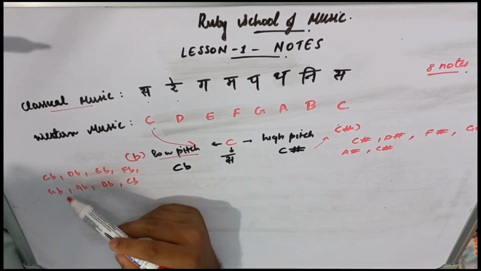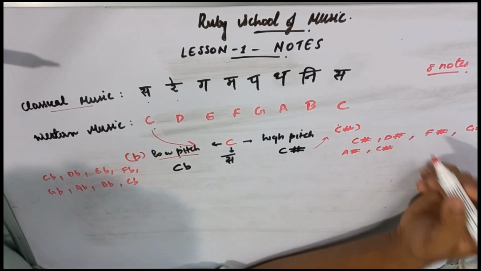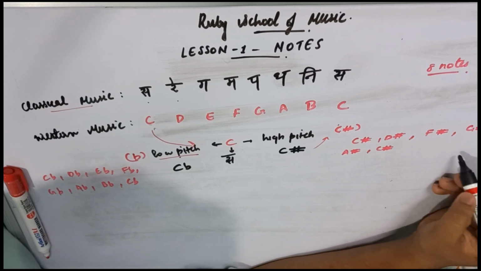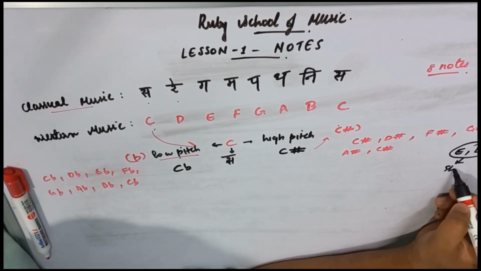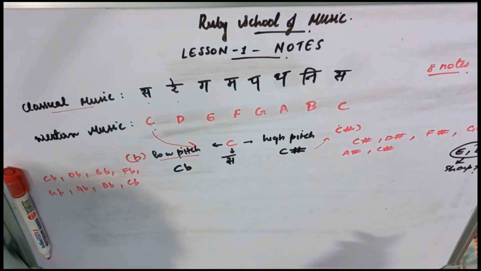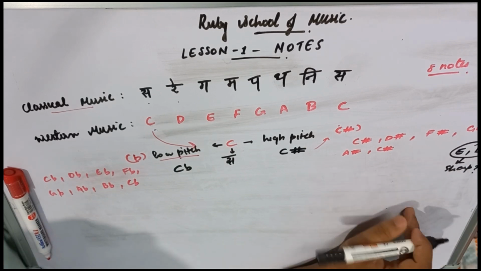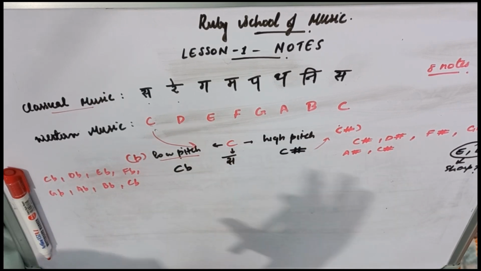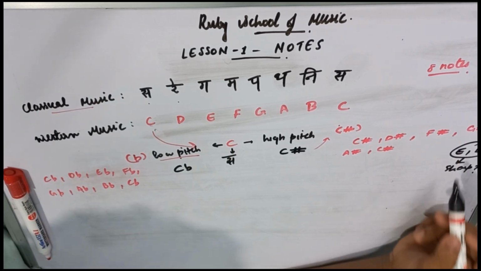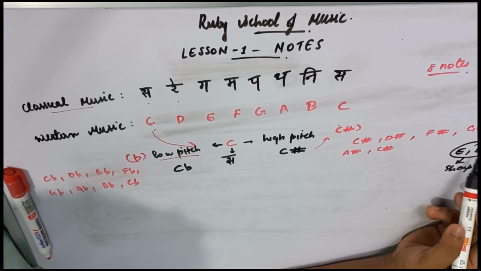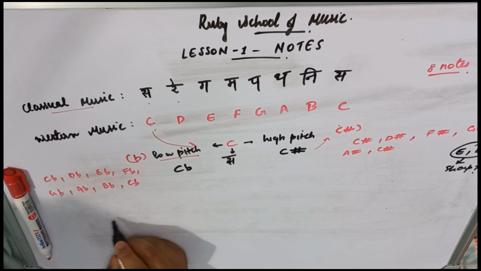Now, as you can see here, I've written all the flat notes, right? And here all the sharp notes. But you can see E and B, where are the sharp notes? Now, the thing is that for E and B, there is no sharp. That is how the rule is. So for E, there is no E sharp, and for B, there is no B sharp. Now, when we write this down, this is how we write it.